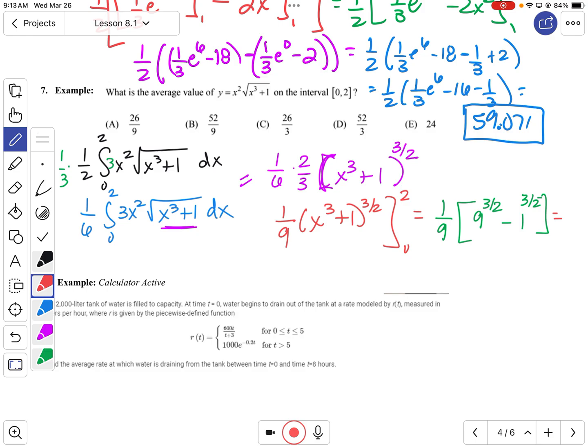Cubed and square root. I like to do that opposite. I like to square root it, then cube it, because if I square root first, it gives me a smaller number. So let's square root first. Square root of 9, 3 cubed, 27. Square root of 1, 1 cubed, 1. And so that gives me 26 over 9.